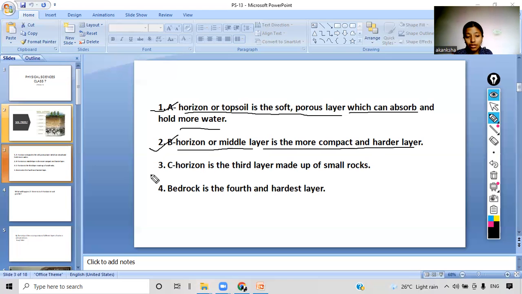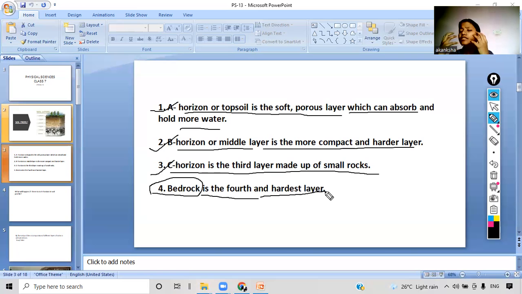Now coming to the third horizon, that is the C horizon. And it is made up of what? It is made up of small, small rocks, right? And then coming to the bedrock, the last layer of the soil, that is the fourth layer, and it is the hardest layer. If it is hardest, what do you think this bedrock is containing? You can write your answers in the chat box. Yes, it contains all the bigger pebbles, right?